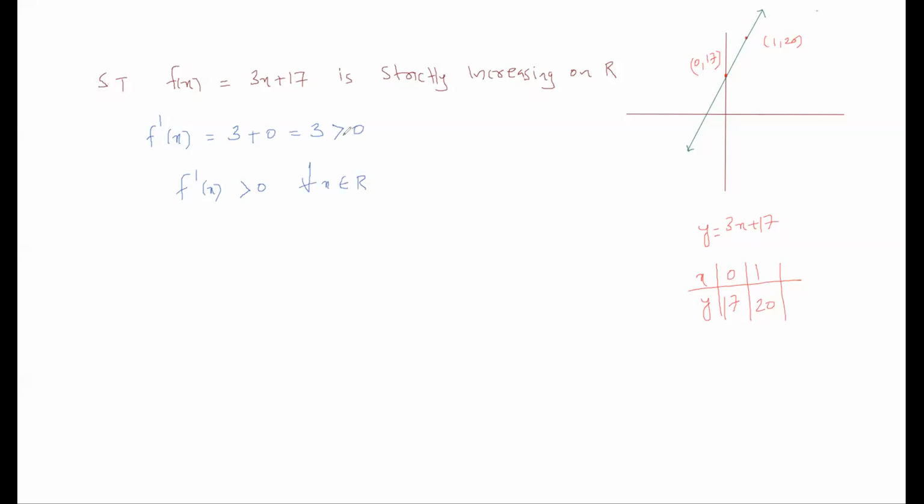For any real number, f dash x is 3 only. If there were something like 3x in it, then when x is negative f dash x would be negative, but here it is not so, f dash x is equal to 3. That means f dash x is greater than 0 for all real x. That implies f of x, which is 3x plus 17, is strictly increasing on R. I also showed you in the graph, when x values are increasing the function values are increasing only.